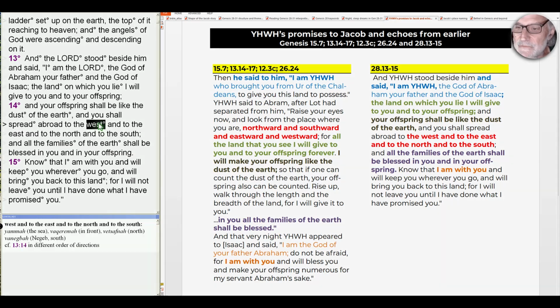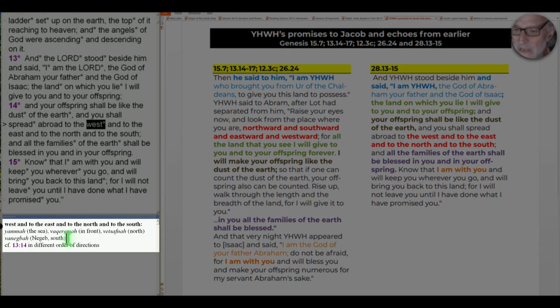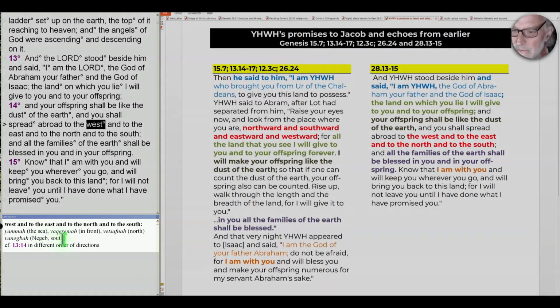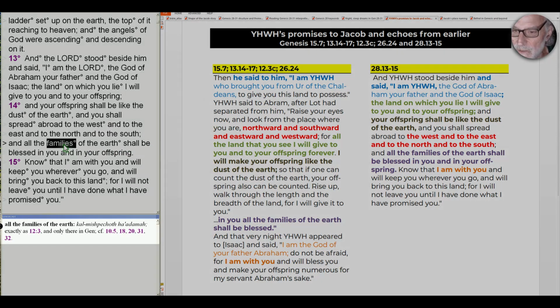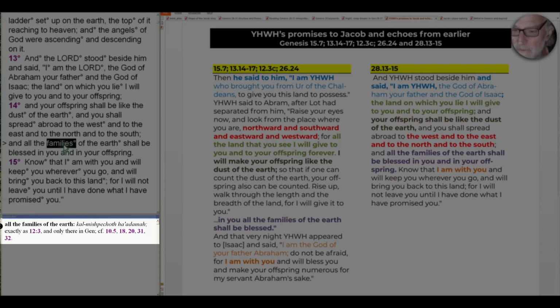They did not have standard words for directions like we have, and so they have a couple of them as descriptors, as you see down below. So to the west is Yama, the sea, and Kedma in front, the east, Tsafona, north, and Negbah here, the Negev, or the south, or the desert. And so all those directions, just like we saw for Abraham back there. So all directions, and all the mishpahot of the earth, using a rare word here.